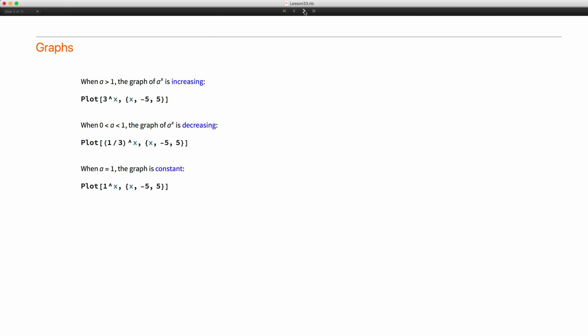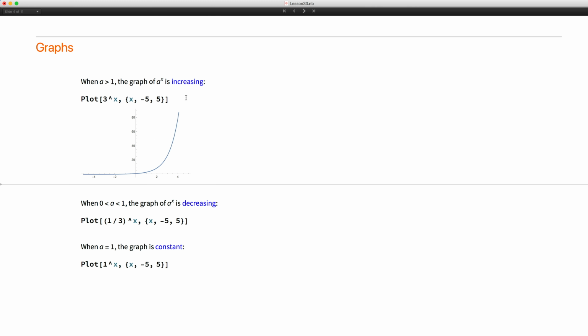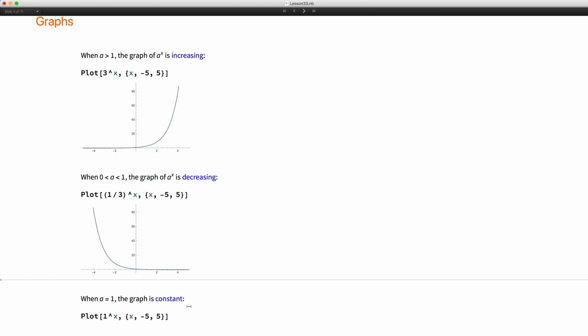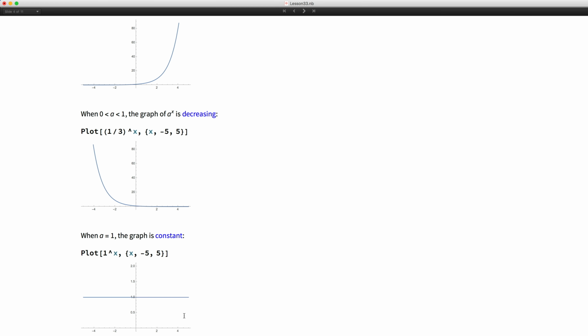So here are some plots of these functions. If a is greater than 1, like 3 to the power x, then you have a very rapidly growing function. But if a is between 0 and 1, then the function is a decreasing function. And of course, if a is 1, then you only have a constant function. So increasing, decreasing, constant.